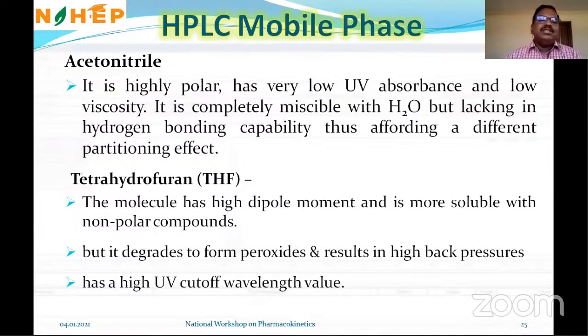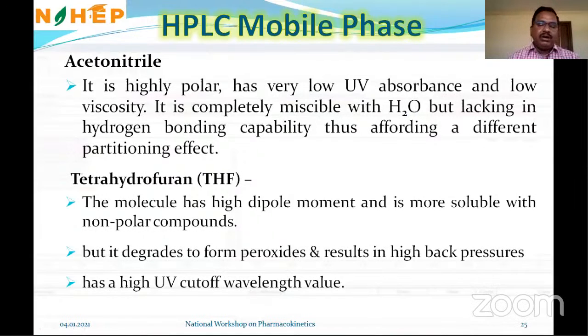That means this acetonitrile will change the polarity of the water. So if you increase the percentage of acetonitrile, the polarity will reduce. Next, tetrahydrofuran. So this molecule has a high dipole moment and is more soluble with the non-polar compounds. So to increase the non-polarity, this tetrahydrofuran is added. But it degrades to form peroxides.